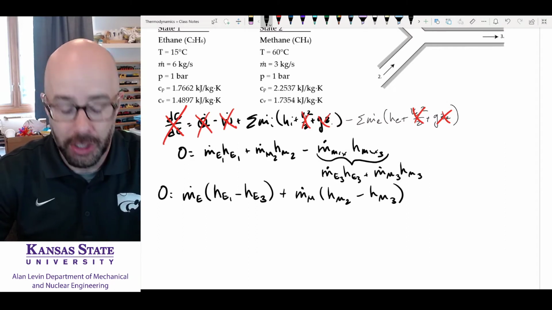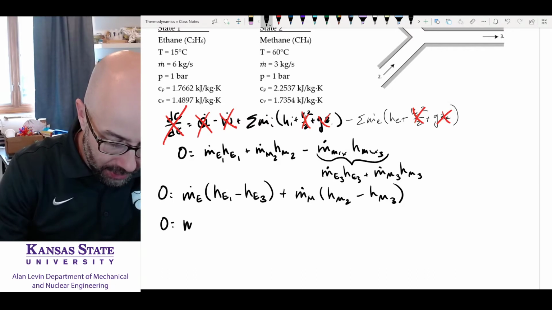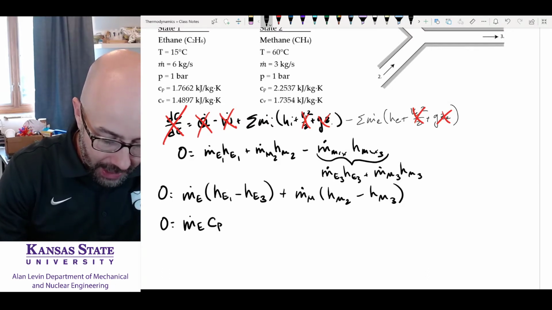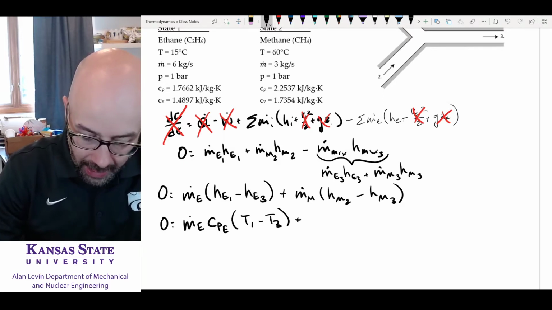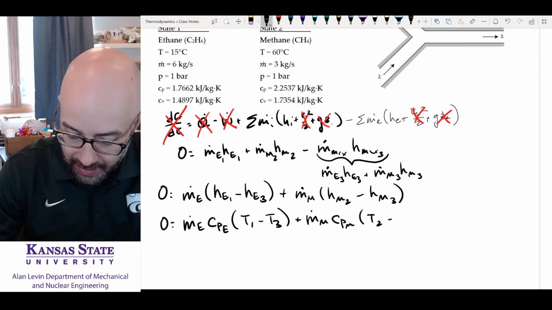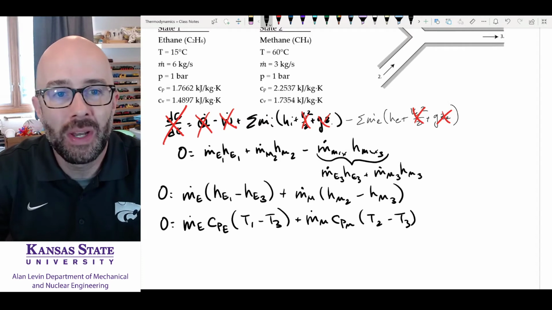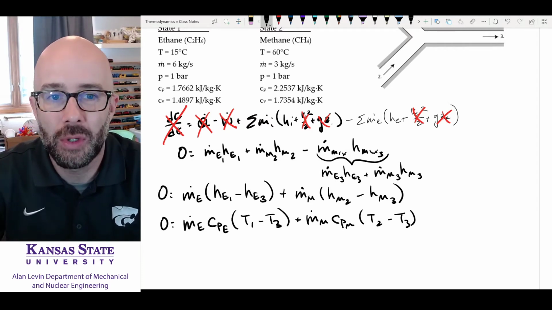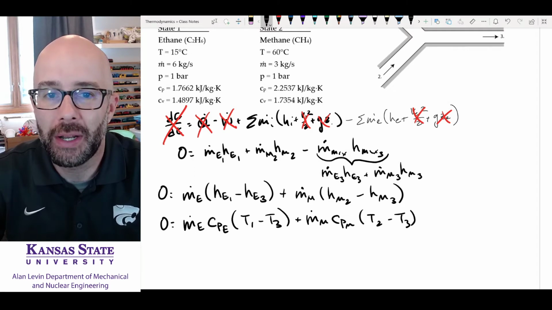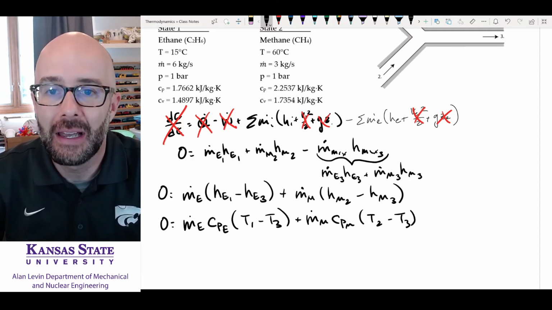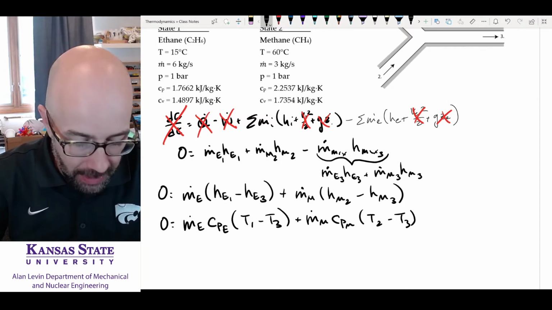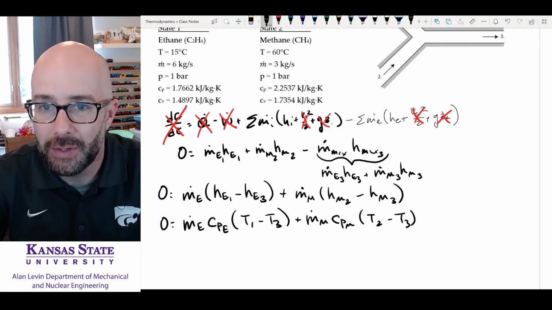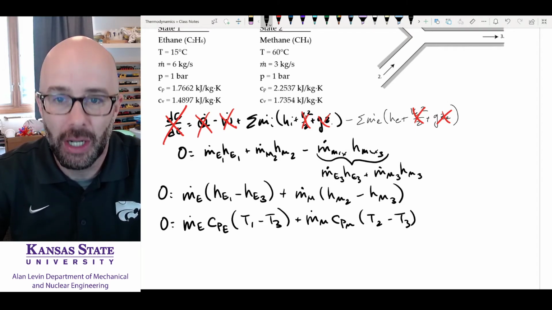And now we're going to go with constant specific heats. So we have 0 is equal to the mass flow rate of my ethane times C sub P of my ethane times T1 minus T3, plus the mass flow rate of my methane times C sub P of my methane times T2 minus T3. Now, I provided you with C sub P's and C sub V's in this problem, so you have to look at which one to use and understand that delta H is C sub P delta T. That's what you need to understand here. With this, we have all the rest of the information. We know the temperatures and the mass flow rates. Now it's basically a plug and chug problem.